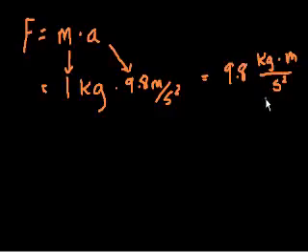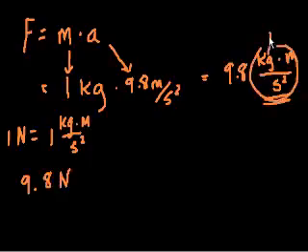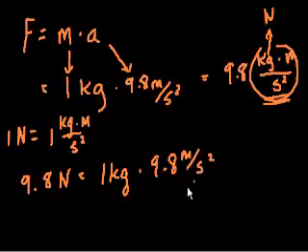And you're saying, Sal, this is very messy. I don't like writing kilogram meters per second squared. And you are in luck because there is a unit, and that unit is the Newton. 1 Newton is equal to 1 kilogram meter per second squared. So if I'm pulling down at 9.8 newtons on an object that is 1 kilogram, its acceleration is going to be 9.8 meters per second squared down.